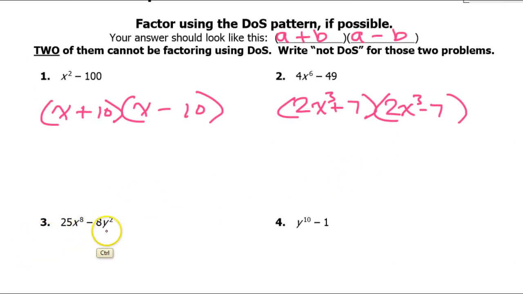Now this one is not the difference of squares because 8 is not a perfect square. All right, 8 cannot be written as something squared. So the directions say 2 of them cannot be factored using difference of squares. So we're supposed to write not DOS. So that's what we're going to do, not difference of squares.